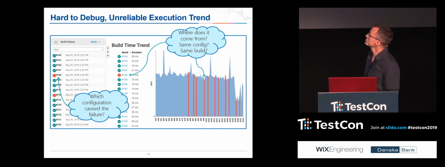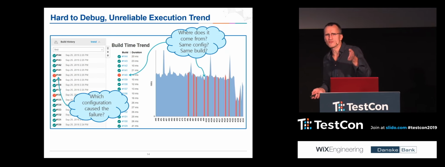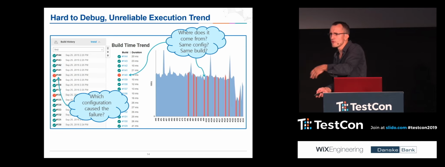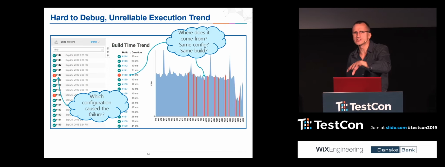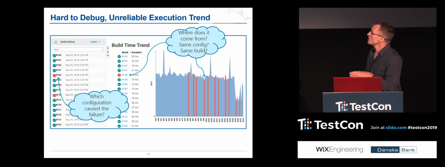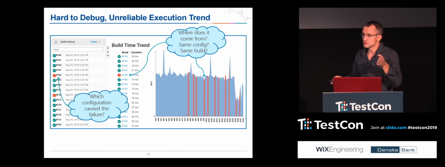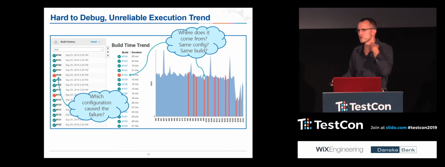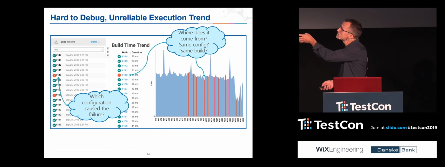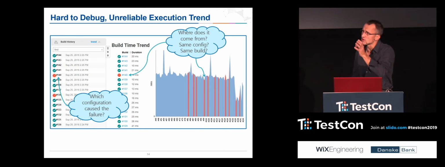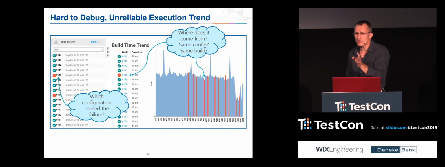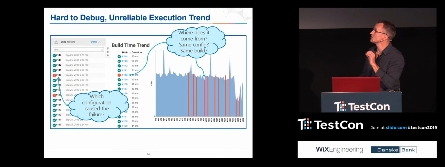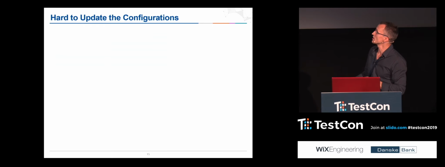Moreover, you have this execution trend. You don't know if it's the same configuration failing over time, over and over, or different configurations failing. It's really hard to follow the trend. Of course, it's possible. If you are really experienced with this, you may figure it out in a fairly good amount of time, but still, it's really not debugger friendly, right?